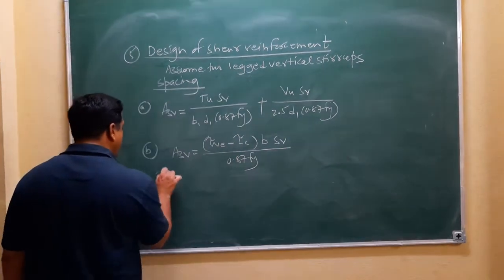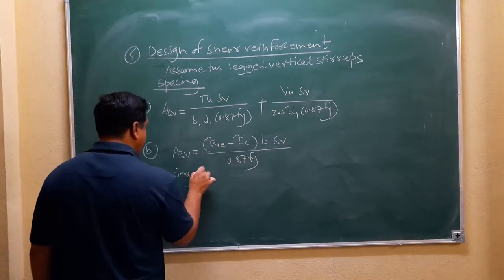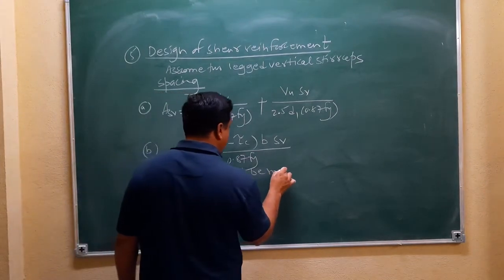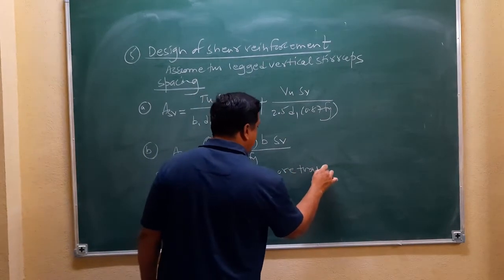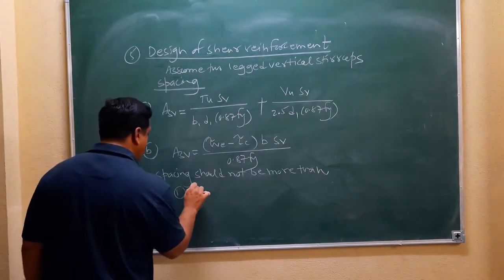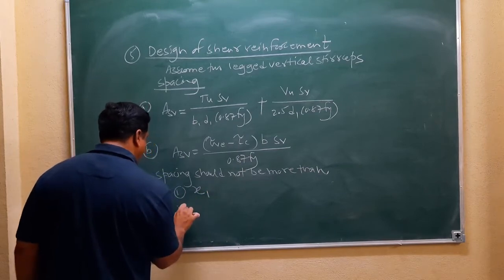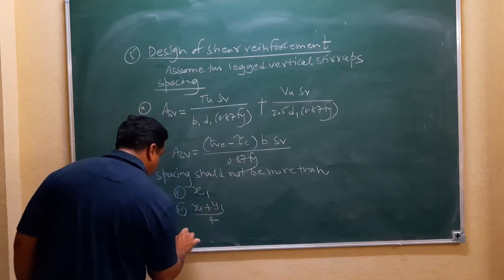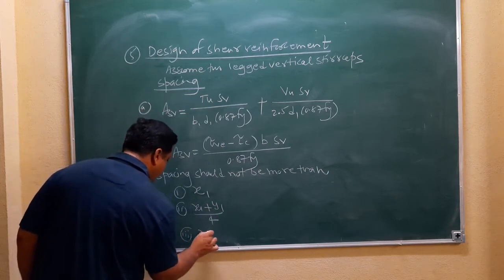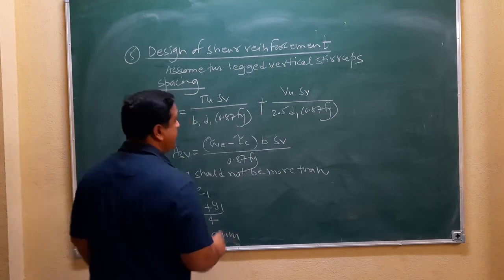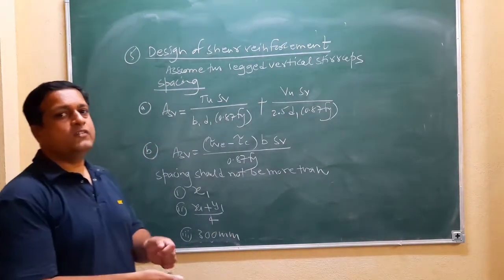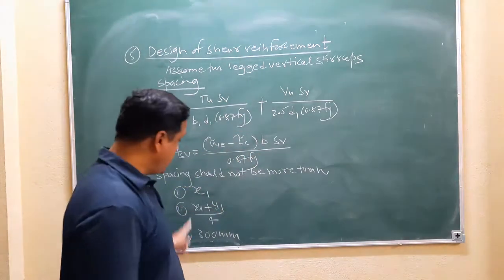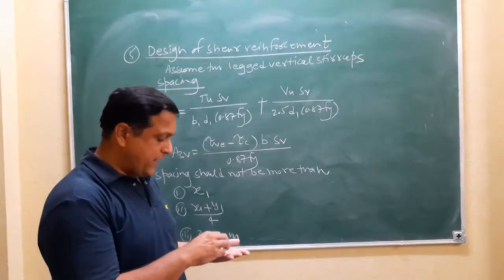The spacing should not be more than, as per the IS code, x1; second, x1 plus y1 by 4; and third is 300 mm. The spacing whatever we have calculated from these two formulas should not be more than these three criteria.